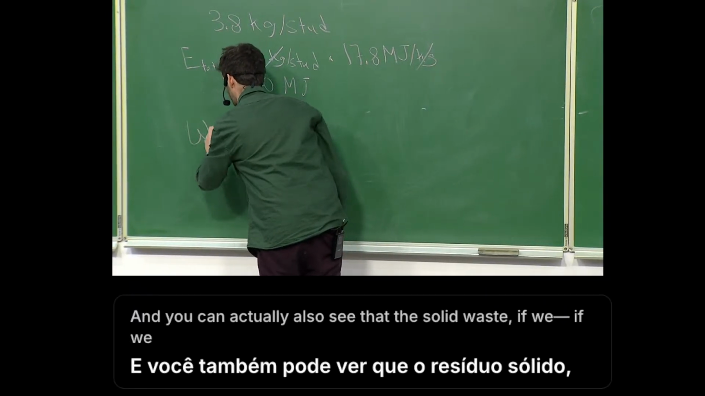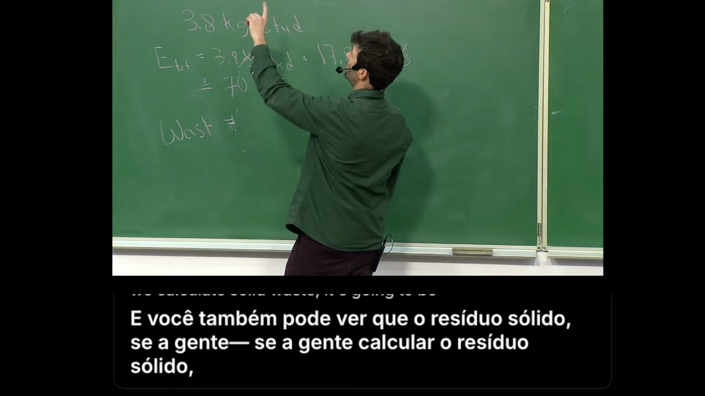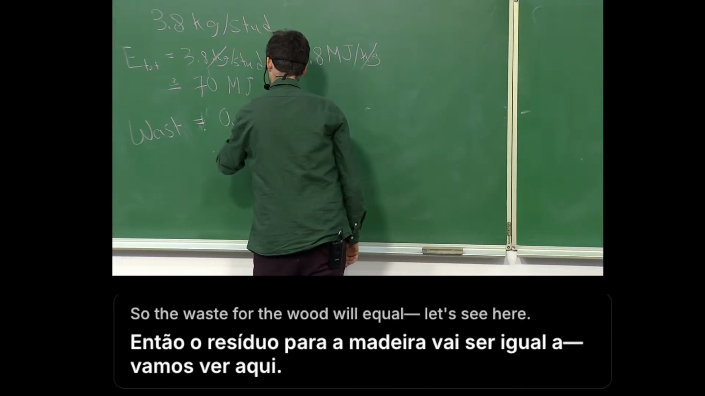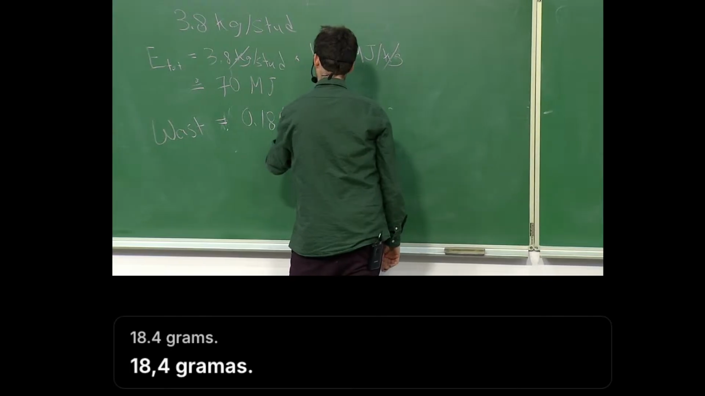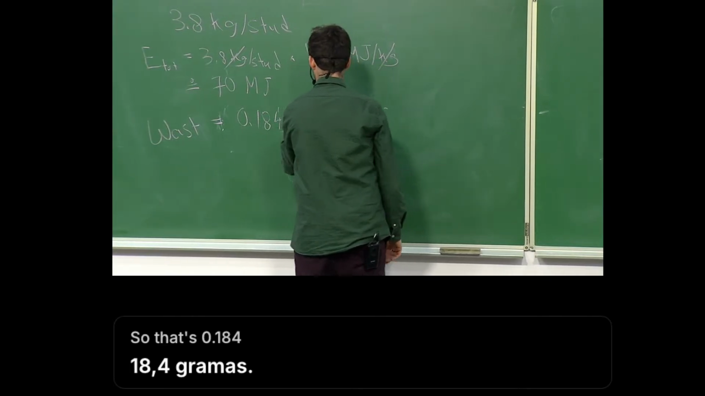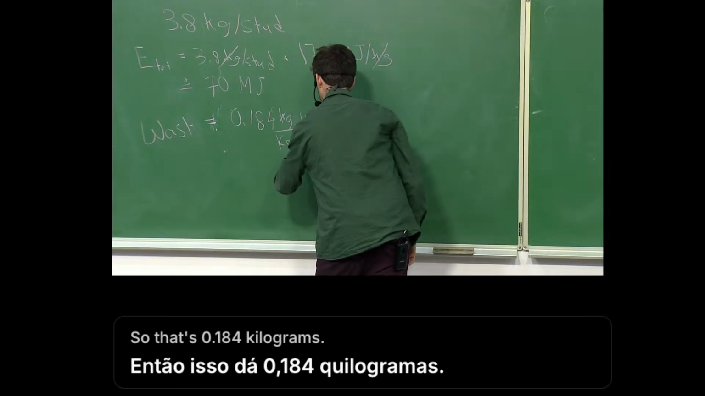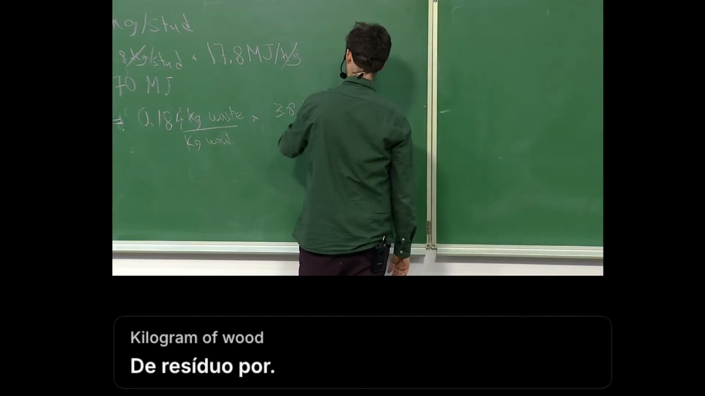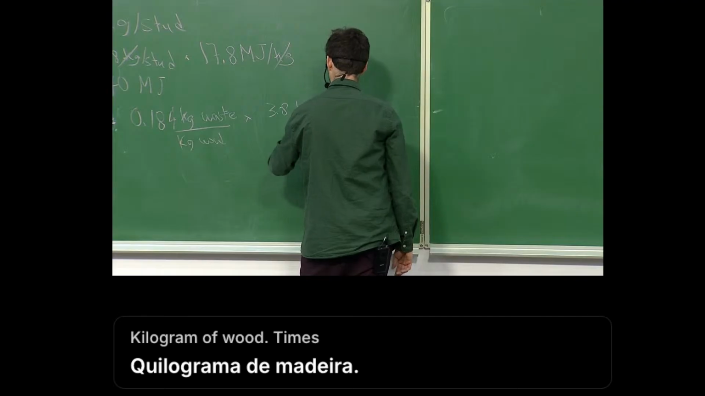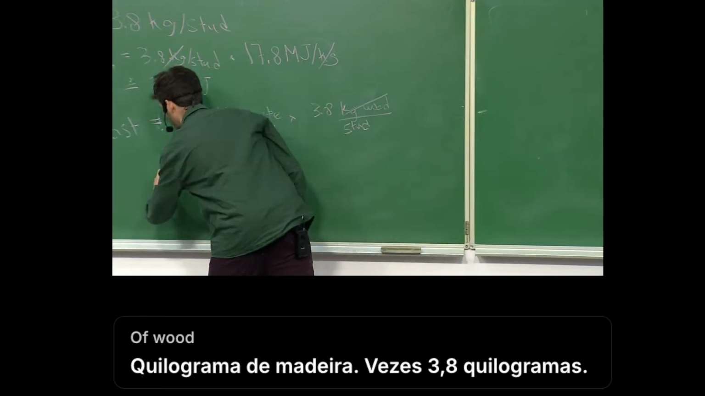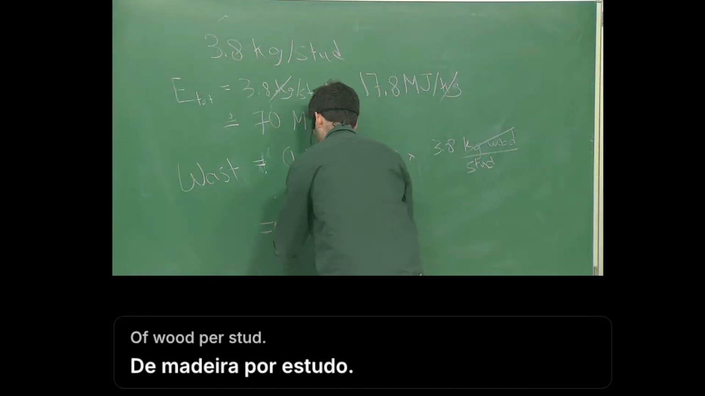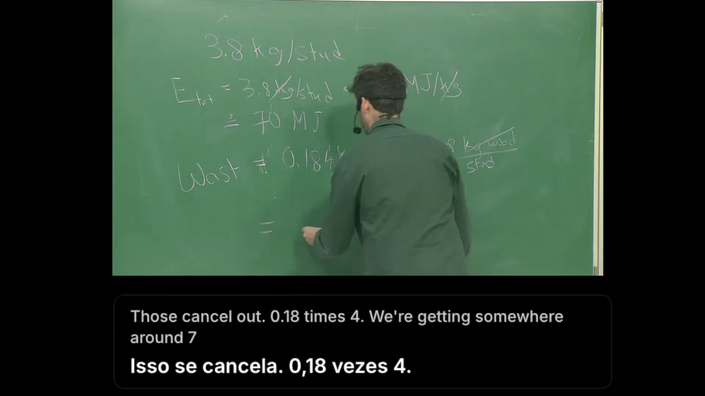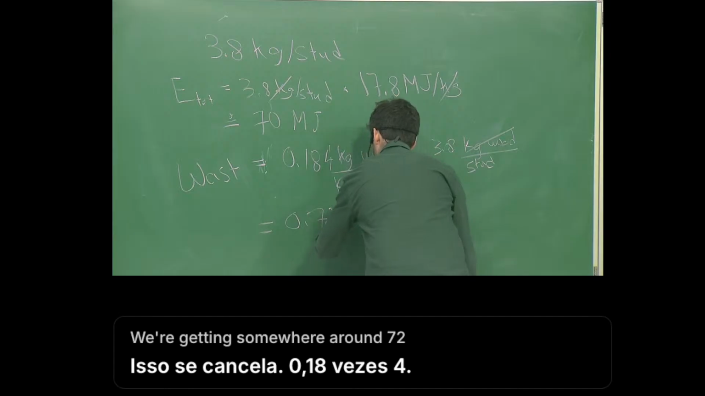So the waste for the wood will equal, let's see here, 18.4 grams. So that's 0.184 kilograms of waste per kilogram of wood times 3.8 kilograms of wood per stud. Those cancel out. 0.18 times 4, we're getting somewhere around 0.72, right? 0.72 kilograms of solid waste.